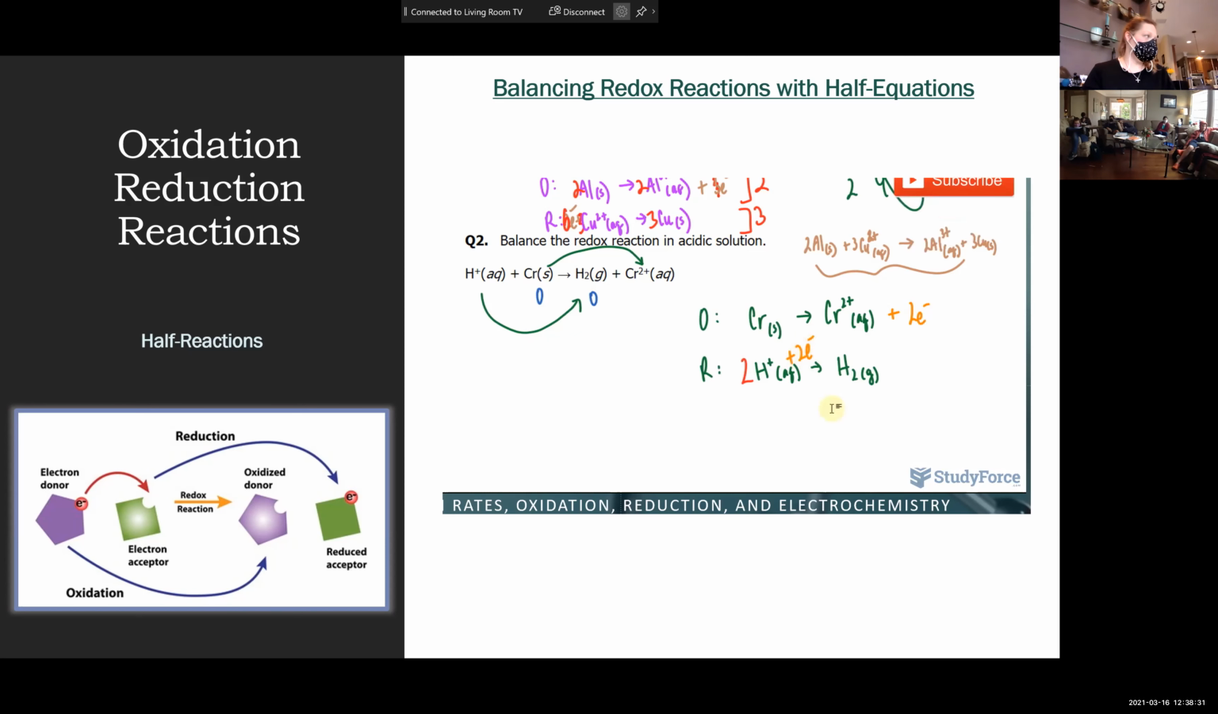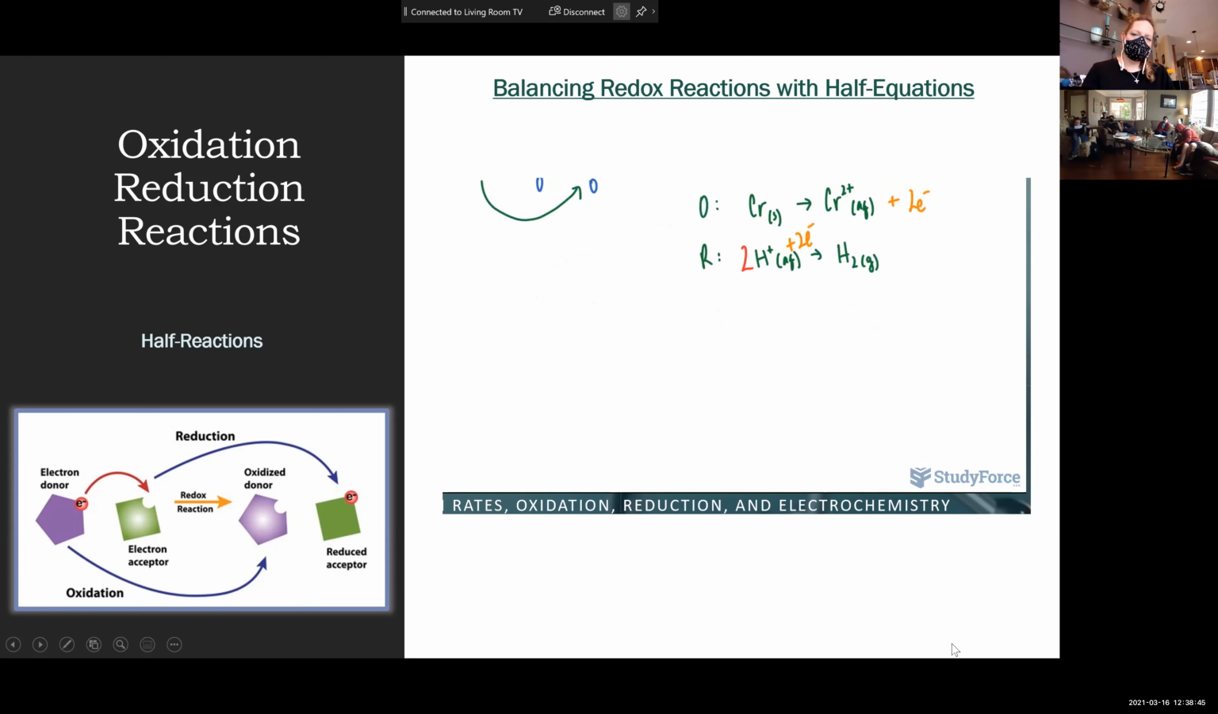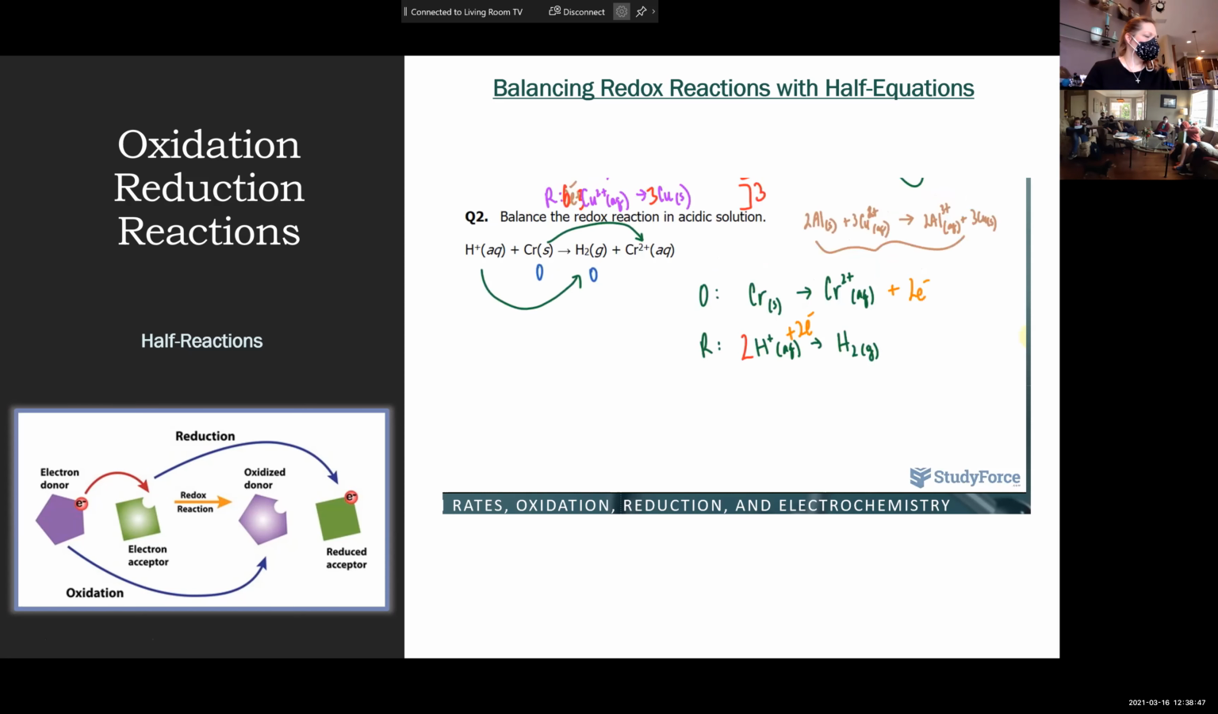At this point, we have to make sure that the charge in the oxidation and the reduction equations are equal. This one has a charge of 2, and this one has a charge of 2, so we can proceed now to adding up these two equations and canceling out where there are commonalities in the products and the reaction side. Two electrons here, two electrons here, they will cancel out, and you add the products together.